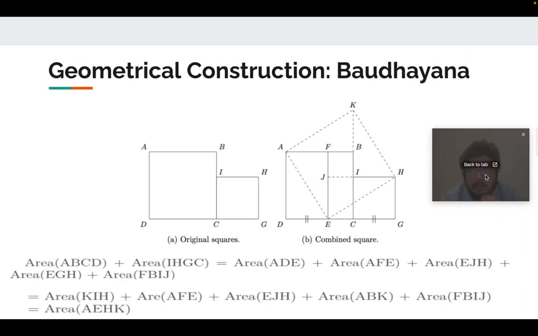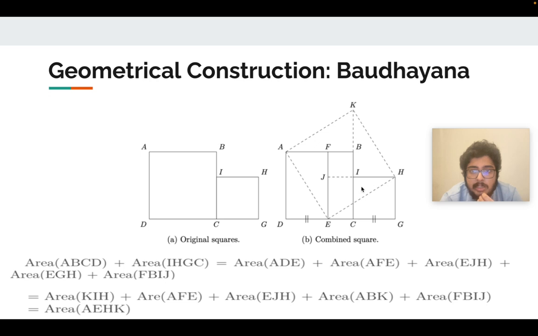Because you know what you are seeing here in this triangle, right? Note that this square is equal to the sum of areas of these squares.